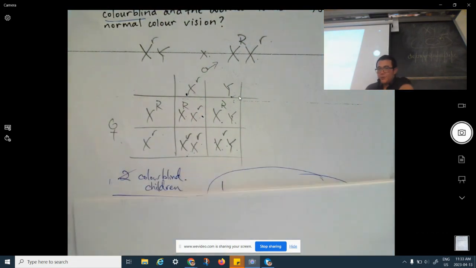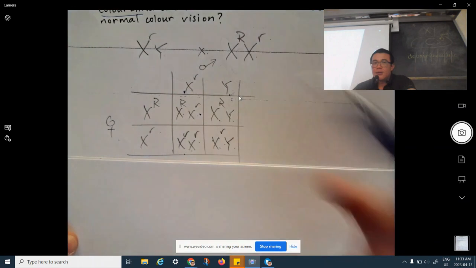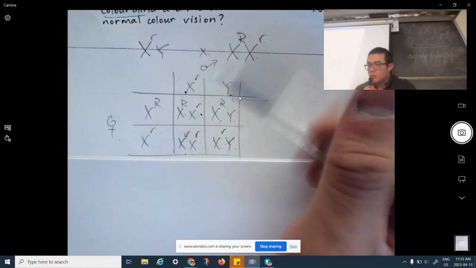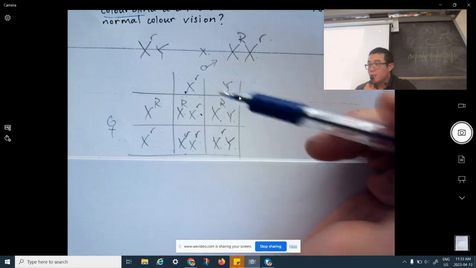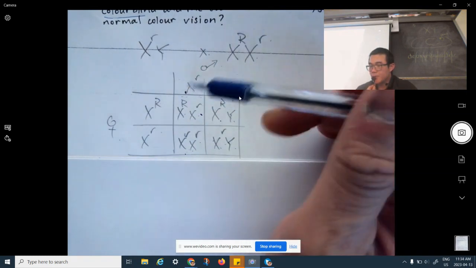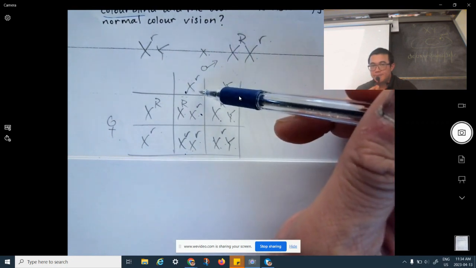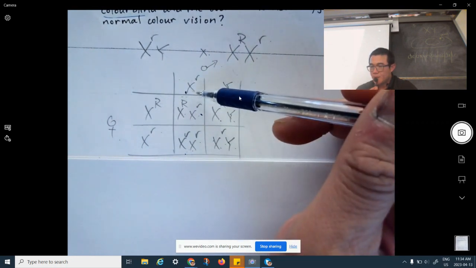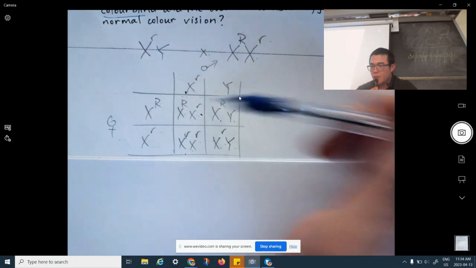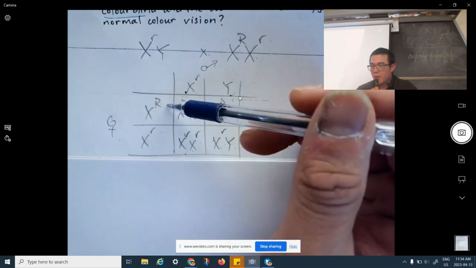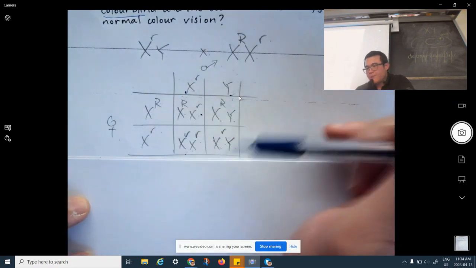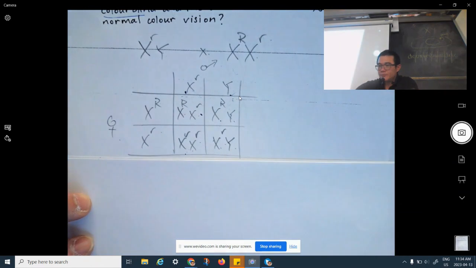Okay. So in this case here, if there's a male and female condition, you put the male on top and the female on the side. So in this case here, X small r and Y on top, X big R, X small r on the side. So you filled out this Punnett square. Okay.